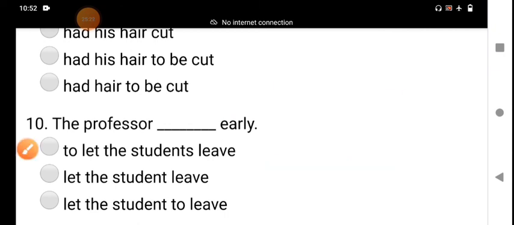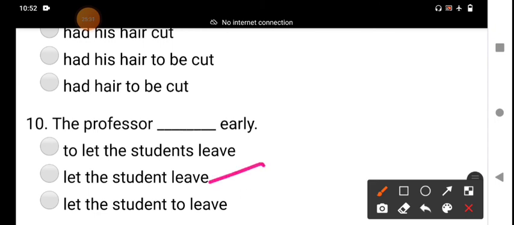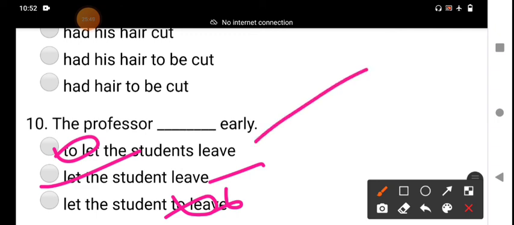The professor let the students leave. Let the student leave. To let is a wrong construction. Let the student to leave has the to infinitive, which is wrong; it takes the bare infinitive. The second option is the right answer. The professor let the student leave early. He has given permission for the students to leave the classroom early. The professor allowed or permitted the students to leave early. That is the meaning of the sentence. The second option is the right answer, my dear students.